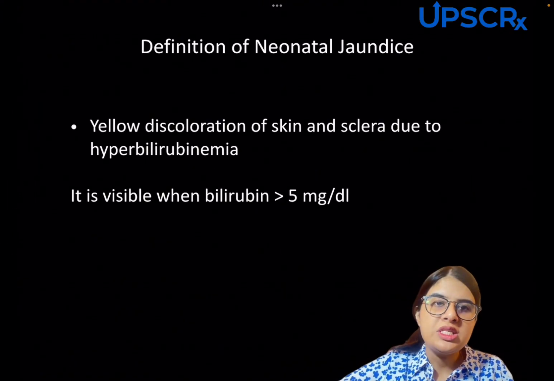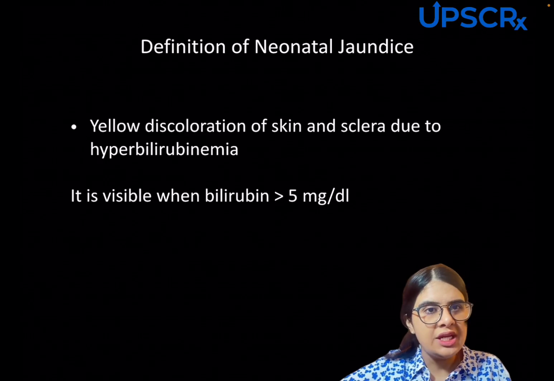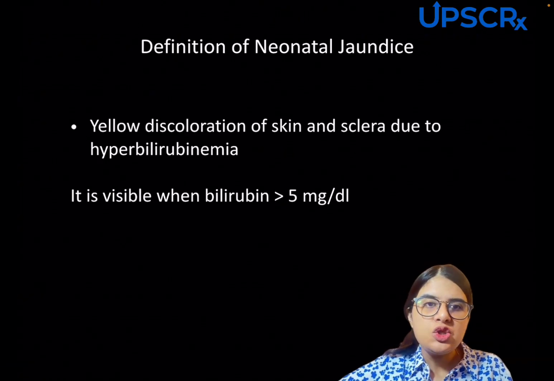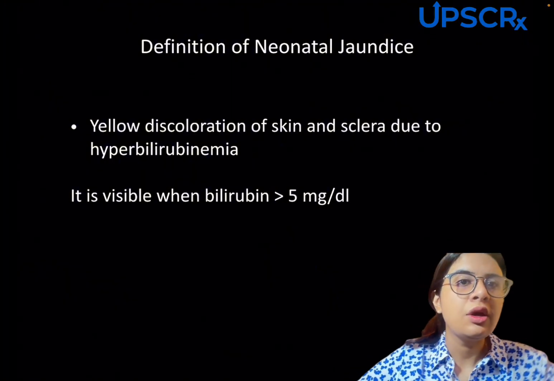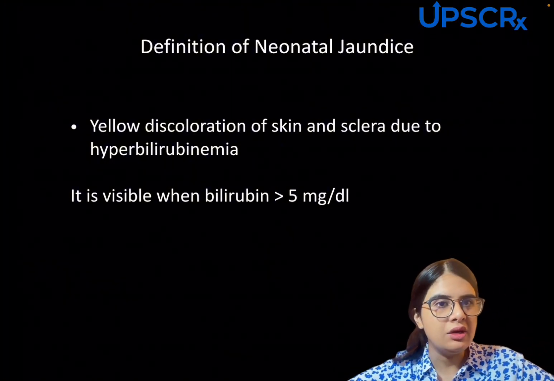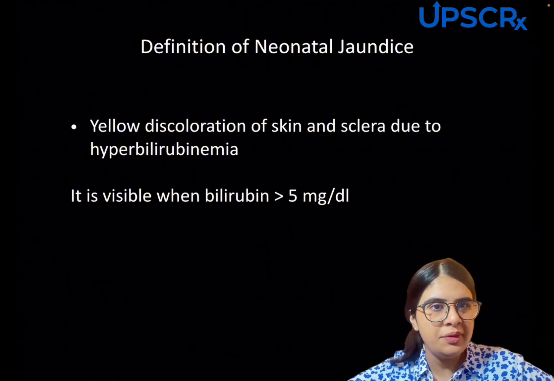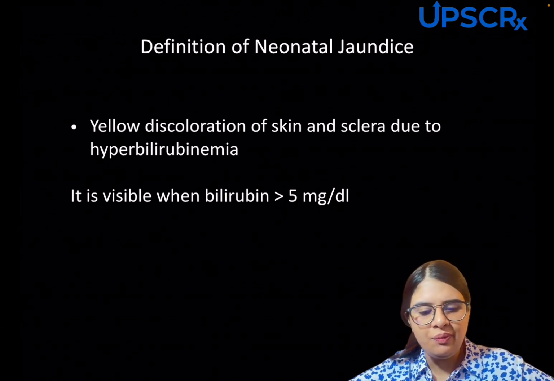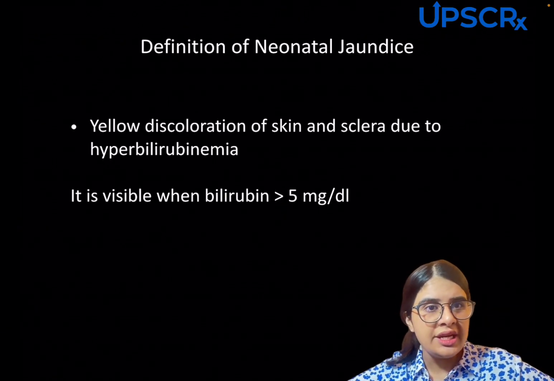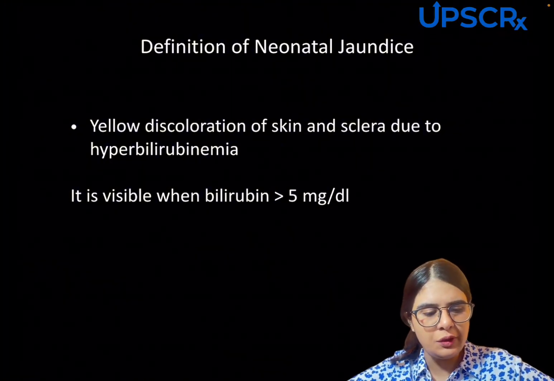So jaundice is basically yellowish discoloration of skin and sclera. In case of neonates, the yellowish discoloration appears if it is more than 5 milligram per deciliter. If the bilirubin level is more than 5 milligram per deciliter, the yellowish discoloration appears on the face. So this is jaundice, and in adults it is 2 milligram per deciliter, but in neonates it is more than 5 milligram per deciliter.